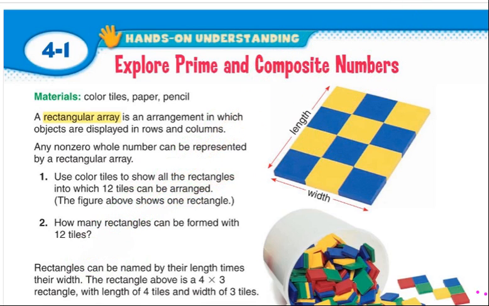As I told you, they can be 3 times 4 or 2 times 6 or 12 times 1. Now rectangles can be named by their length times their width. Again, by their length times, meaning multiplication, their width. The rectangle above is 4 times 3 rectangle with length of 4 tiles and width of 3 tiles. So what is the name of this rectangle? I can name it this way, 3 times 4 rectangle. This rectangle is 3 by 4.